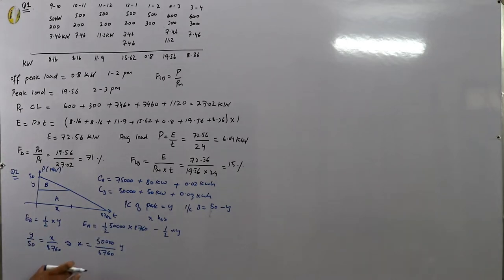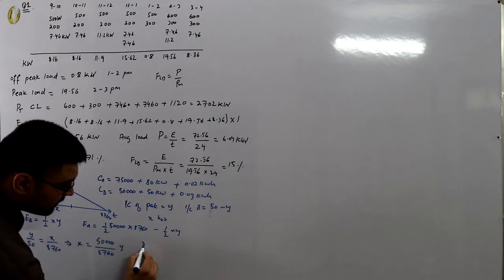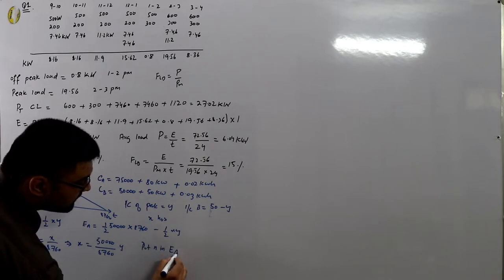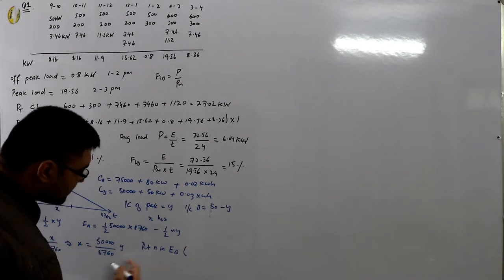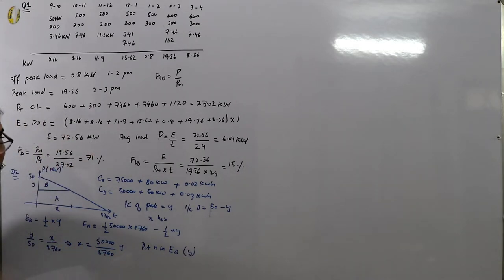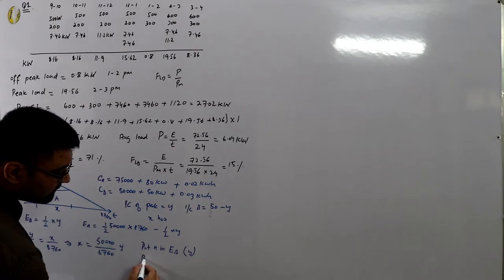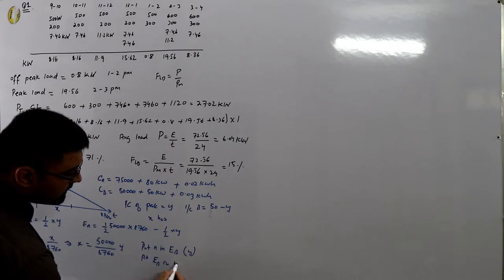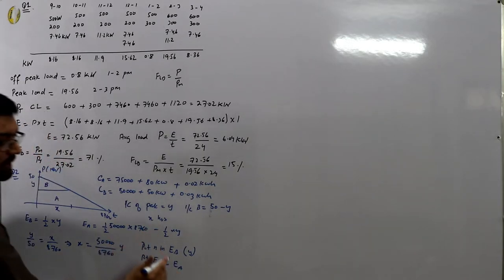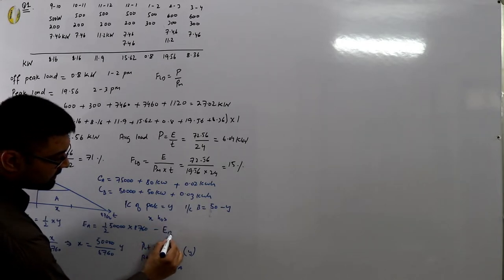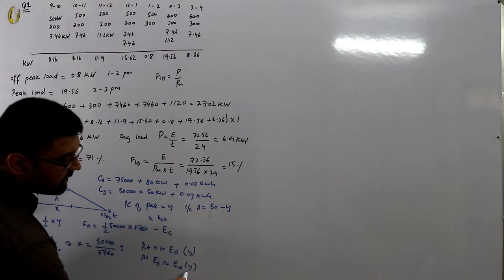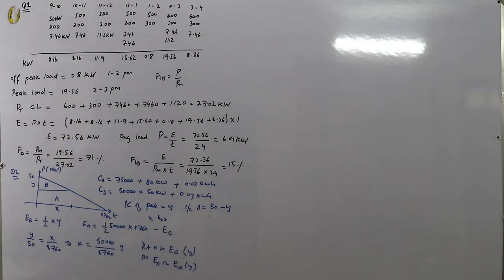Put this value of X in EB, and then put the value of EB. So you will get EB only in terms of Y. EB will be only a function of Y. Then put EB in EA, so EA will also become only a function of Y. So now you have only a function of Y, EA also, and EB also.